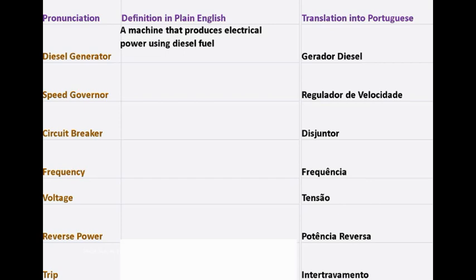Let's read the definition. A machine that produces electrical power using diesel fuel, okay? Now it's your turn. Pause the video, try to use your electronic dictionary or any other means to look up the words and complete the table.